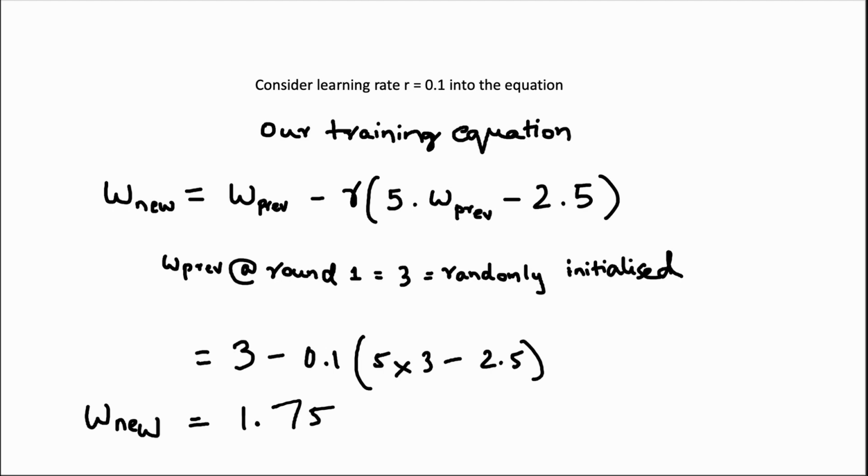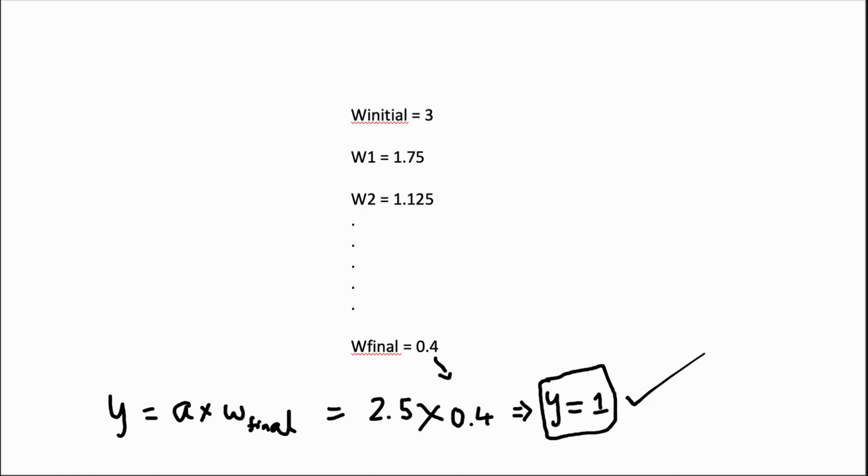So if we consider the randomly initialized weight to be 3 and we plug that into our training equation as W previous, the previous weight, we get a new weight as per calculation as 1.75. So we've adjusted the weight and we tweaked it and it descended down from 3 to 1.75. That's one iteration. So we take this 1.75 that we got, plug it in again as previous weight, and we get another new weight updated as 1.125. You see it's descending again. We keep updating these weights and descending down till it converges to 0.4, which gives us the correct weight.